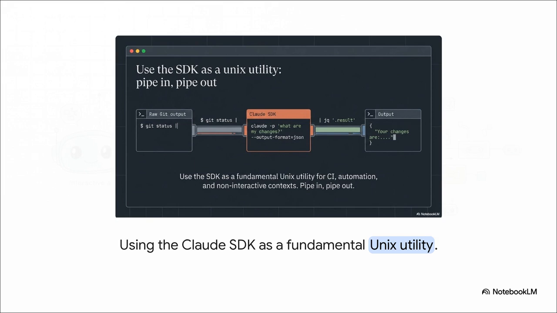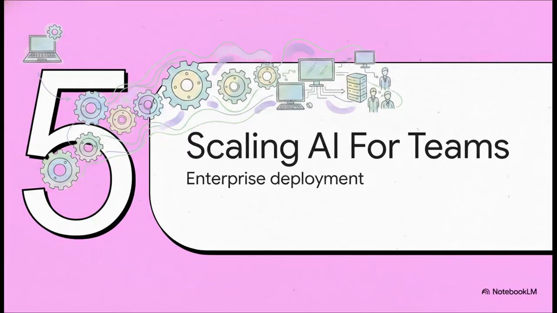Imagine literally piping raw Git status output straight into the Claude SDK. You toss it a prompt like, "What are my changes?" and tell it to output in JSON. Then you pipe that output right into JQ to parse it. You're chaining advanced AI reasoning directly into your everyday command line pipes. It's brilliant. Which brings us perfectly to our final section, number 5, scaling AI for teams.